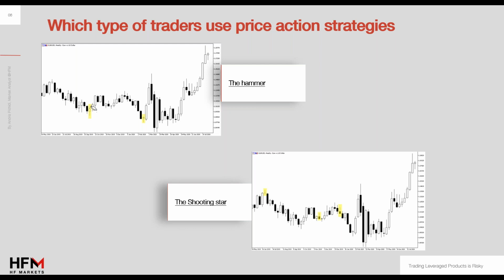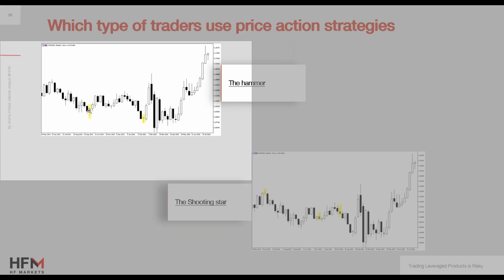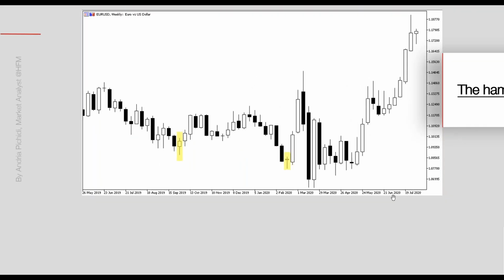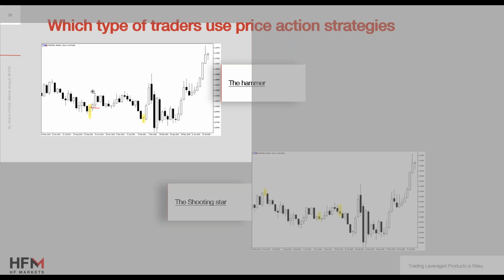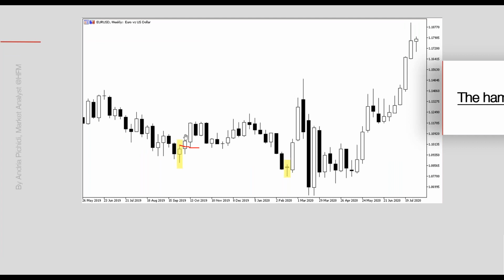So once you identify a hammer, a possible entry could be on the next candle over here. Okay, if I zoom in a bit here, the next day our entry could be on the breakout of our hammer's high level. Awful line, but it's supposed to be a trend line. So on the breakout of our hammer's top level, that could be our entry level.